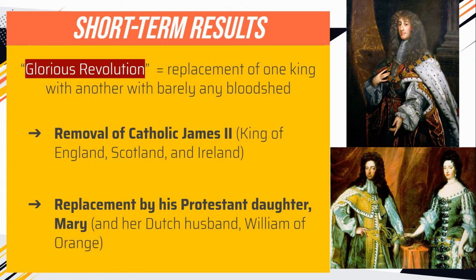So then he is replaced by his daughter, as we said, Mary, and her Dutch husband, William of Orange. In 1689, they officially become the king and queen. This transfer of power from the dad to the daughter is what's known as the Glorious Revolution.